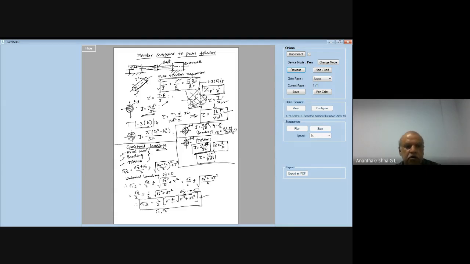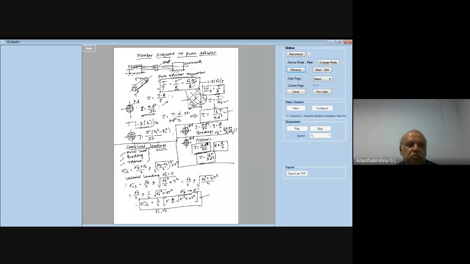Please note down in your book combined loading. Whatever I am dictating, please note down in your book. A combination of loadings like... So is this a question? No. Just take the explanation before taking down this equation.